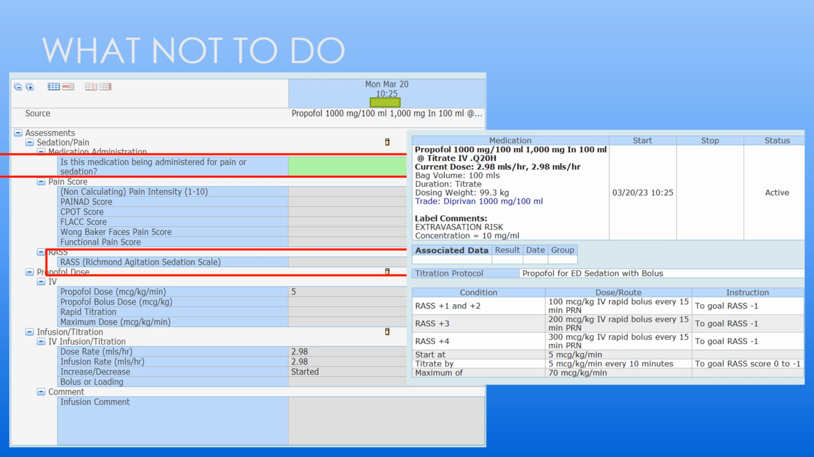In this scenario, you can see that the medication that we're titrating is propofol. It asks if the medication is being administered for pain or sedation. If it's for sedation, I'm going to go ahead and use my RASS score as we talked about before. If it's for pain, then I'll be using the CPOT score.